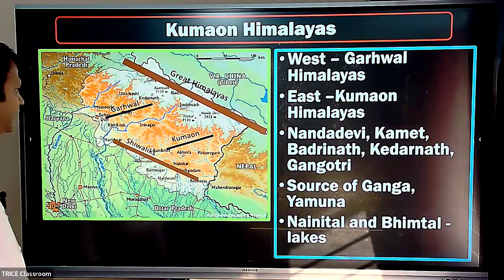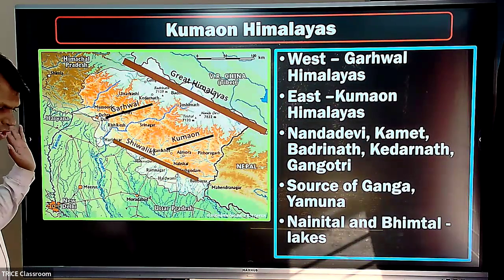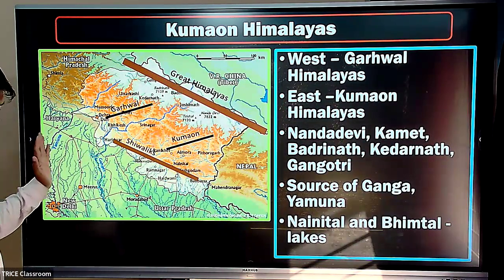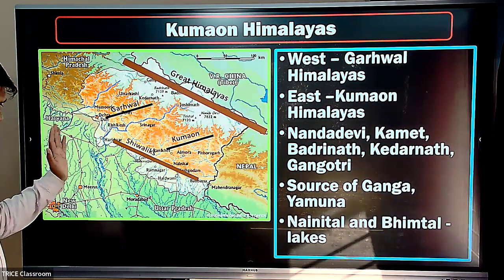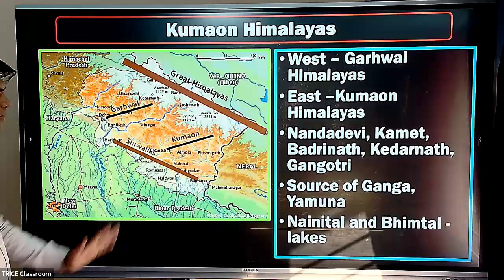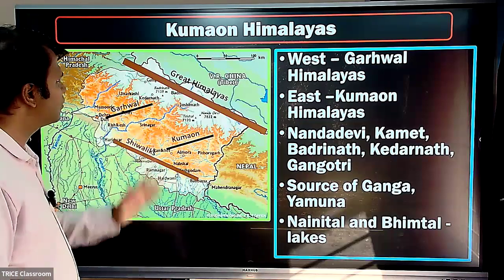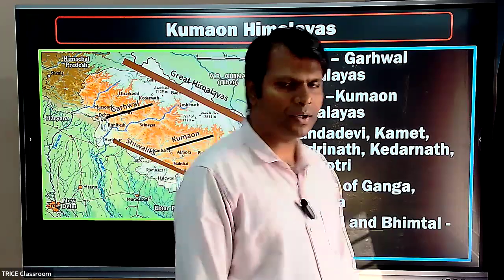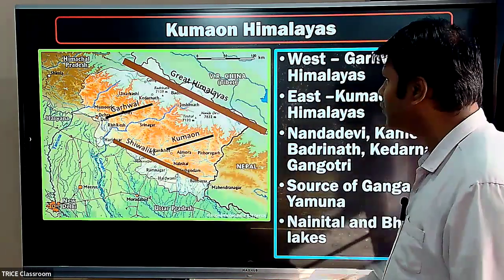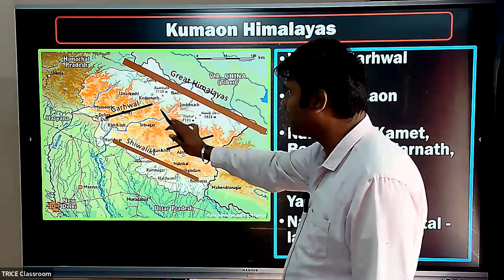Anyways, Kumaon Himalayas, right? I told you first what the different classifications are: Kashmir Himalayas, Kumaon Himalayas, then the Nepal Himalayas, then the Sikkim Himalayas, and then the Assam Himalayas. So we just looked at the Kashmir Himalayas. Now let's look at the Kumaon Himalayas. Again, you have the greater Himalayas on the north. So of course the Trans-Himalayas are over, right?